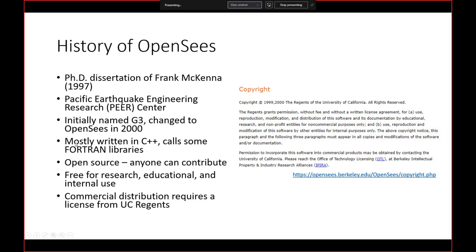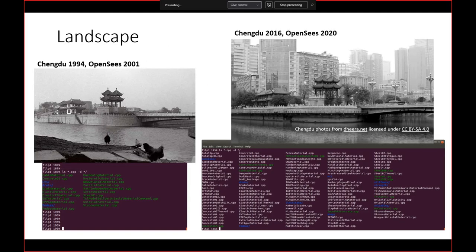OpenSees is mostly written in C++, and it calls some Fortran libraries. It's open source, and anyone can contribute. Of course, it's free for research, educational, and internal use. Commercial distribution requires a license from UC Regents, which I pasted over here. So, a very brief history there.